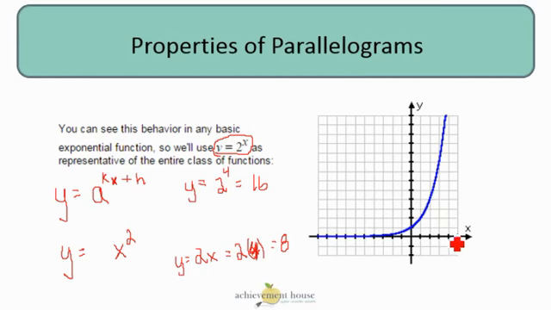And if I look on my graph, if I go to where x equals 4, I go all the way up here. It's about 1, 2, 3, 4, 5, 6, 7, 8, 9, 10, 11, 12, 13, 14, 15, 16. It would actually hit right about there.